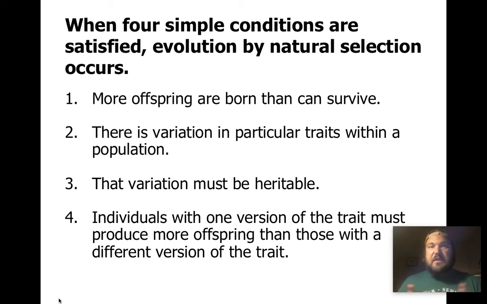Everywhere he went, he saw that there are more offspring born than can survive. And he remembered what Thomas Malthus said about humans, how there will be this struggle for existence because there are limiting resources. There's not enough food, space, water for people. And Darwin saw the exact same thing in the natural world.